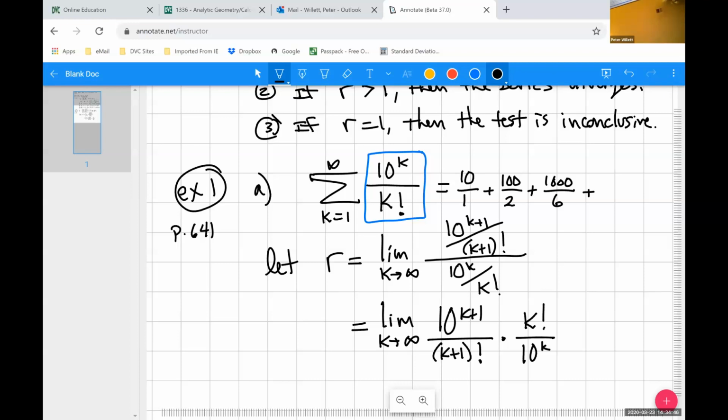Okay, so now how can I simplify this? First of all, the exponent part can be simplified because we have a property of exponents that if I have the same base in the top and the bottom, then when I divide, I can just subtract. So 10 to the k plus 1 divided by 10 to the k will just be 10. So basically, this part here would cancel out that complete power, leaving just 10 to the first power.